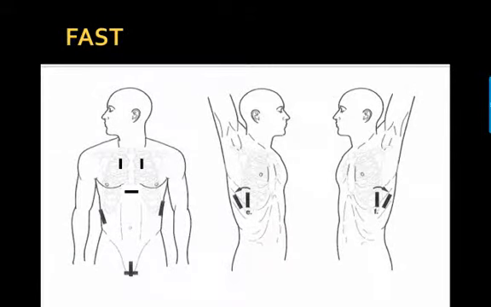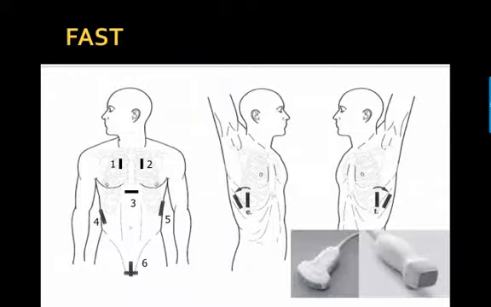This diagram shows us proper positioning of the probe for the FAST exam. We want to first assess the lungs. Next, we're going to look at the heart. And then we're going to look at the right and left upper quadrants, as well as the right and left pericolic gutters. And then we're going to image the pelvis. Now you can use either the curvilinear probe or the phased array probe, whichever is available.